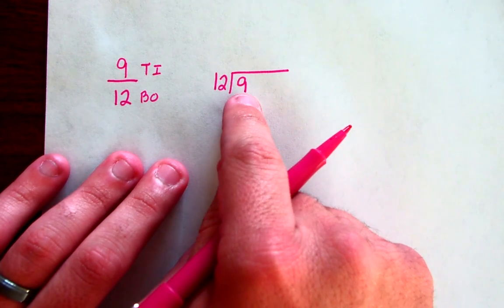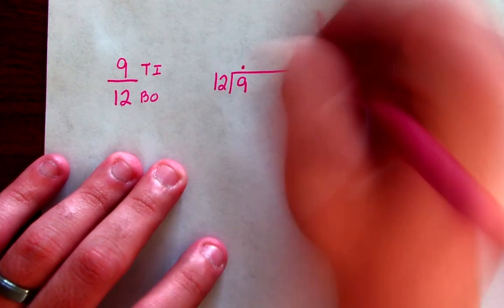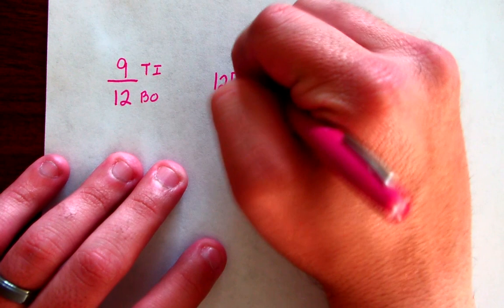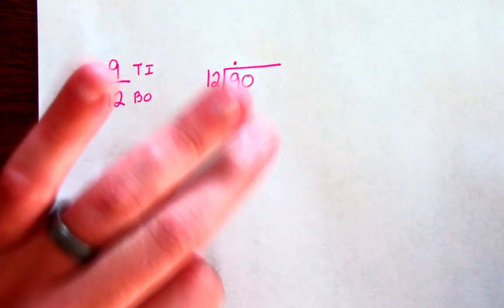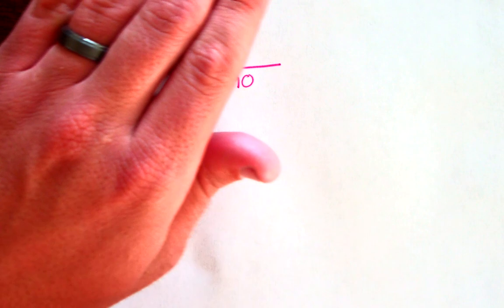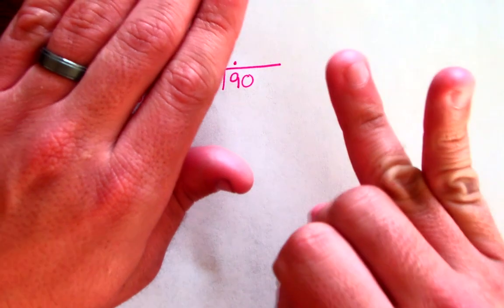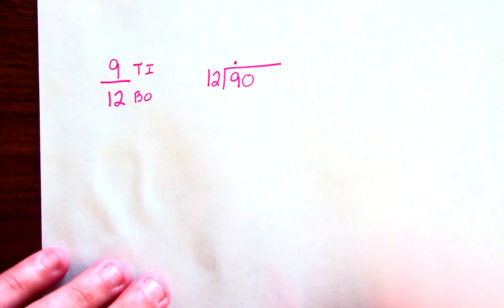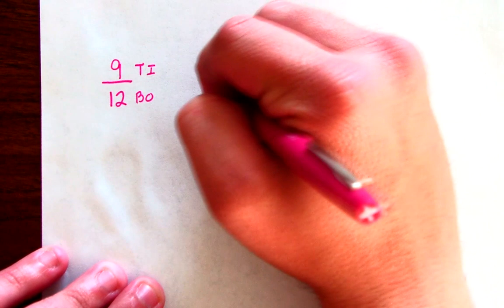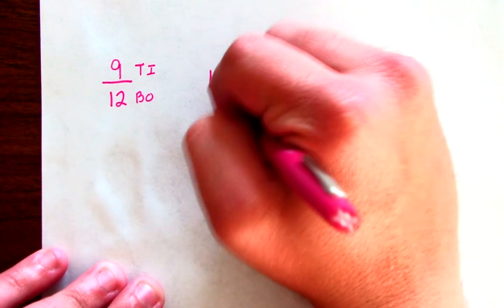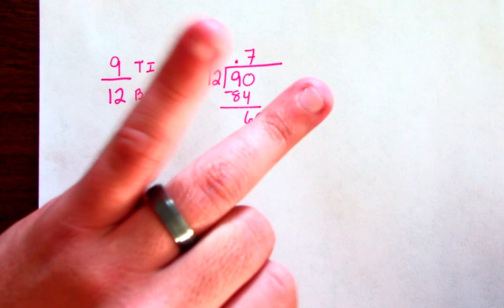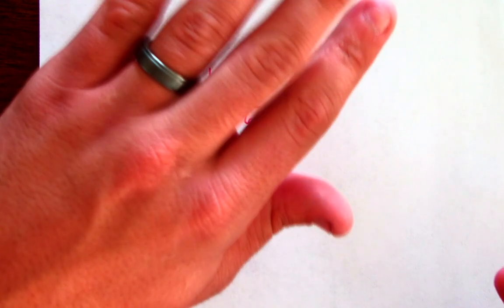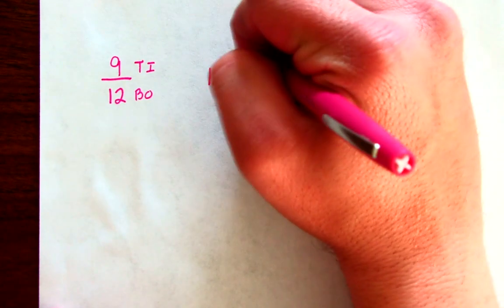Can 12 go into 9? No, it cannot. So add your decimal, add your 0. 12 into 90. 12, 24, 36, 48, 60, 72, 84. It goes in there 7 times. 12 into 60. Well, 12, 24, 36, 48, 60. 5 times.